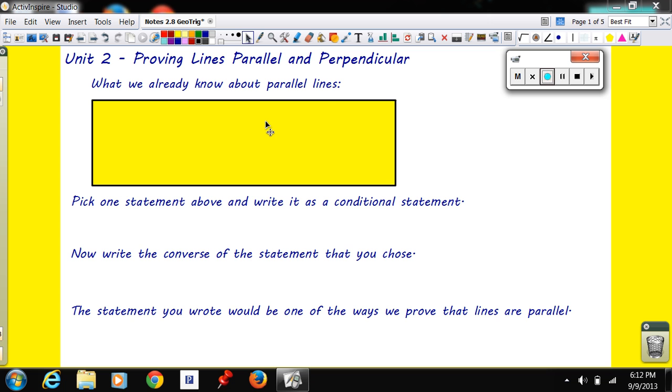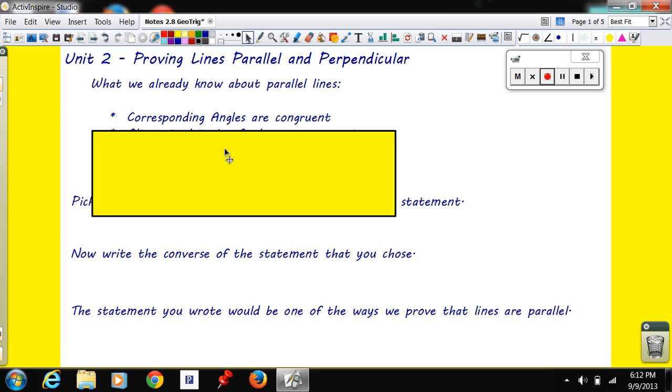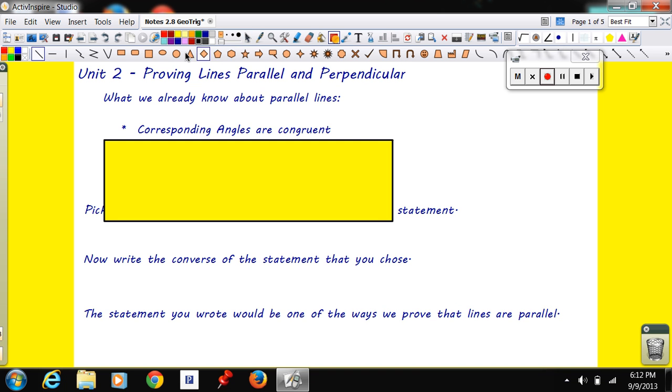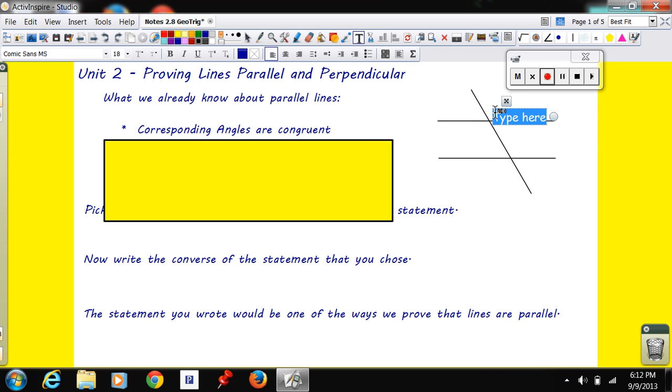Here are some facts that we already know about parallel lines. These are those special angles that I was talking about last week, and even today in class we were talking about corresponding angles are congruent. So basically, if two lines are parallel, then the corresponding angles are congruent. And corresponding angles, if you remember correctly, are angles that look like this. You would have angle 1 here, and then this would be corresponding angle 2. So those would be corresponding angles, angles that are in the same spot.